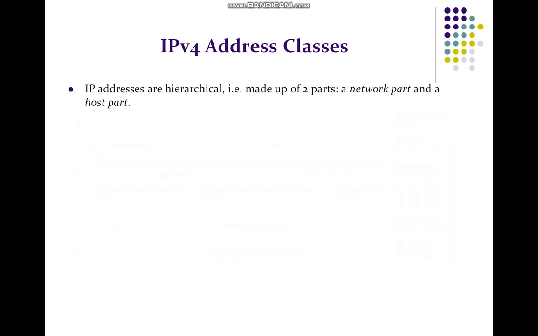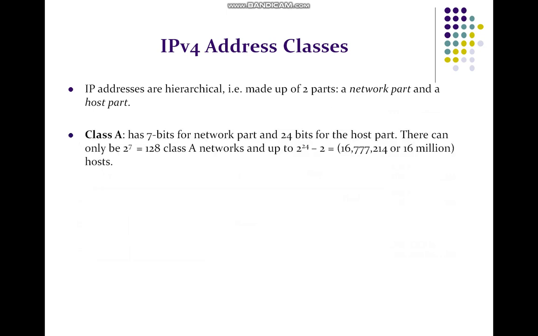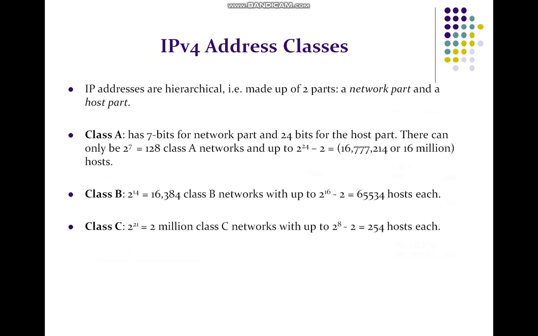Class IP addresses are hierarchical, made up of 2 parts, the network part and the host part. Class A has a 7-bit network part and 24-bit host part. Class B uses 2 parts with 14-bit network, and Class C uses 2 parts with 21-bit network.